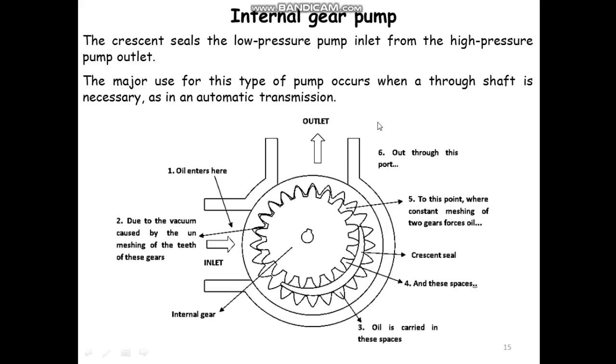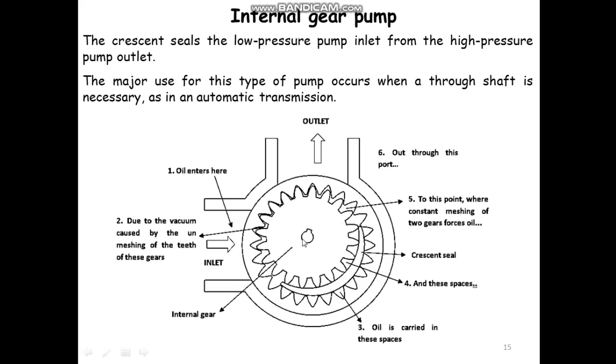Now next is the internal gear pump. The difference between external and internal gear pumps is that the two gears are meshed, or in contact, internally. That is why they are called internal gear pumps. You can see over here, this outer gear is a gear with internal teeth, because the teeth are cut internally. And if you see the internal gear, the teeth are externally cut. So it is a combination of two gears with internally cut teeth and externally cut teeth.